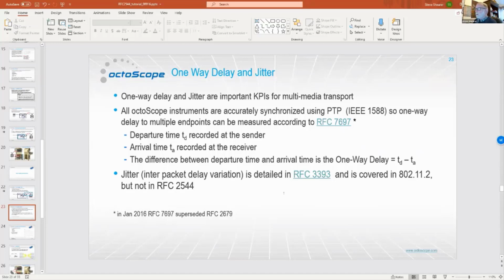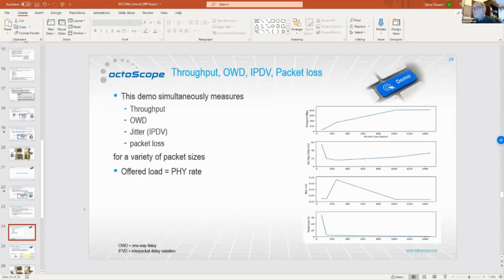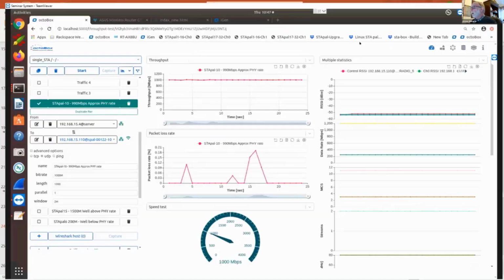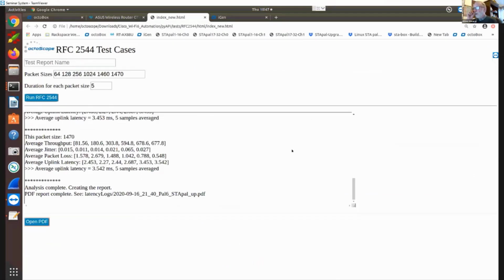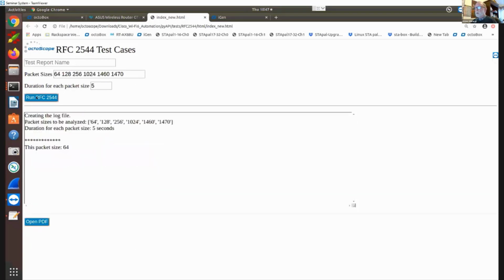While we're measuring one-way delay, since we are timestamping these packets as they come in, it's a convenient point to measure jitter. Jitter is the time difference between the arrival times of these packets, and there's an RFC that covers that. So I'm going to show you a demo that looks at four of these key performance indicators. We're going to run it for a number of different packet sizes and see how packet size affects the performance of the system. So we'll get this going.